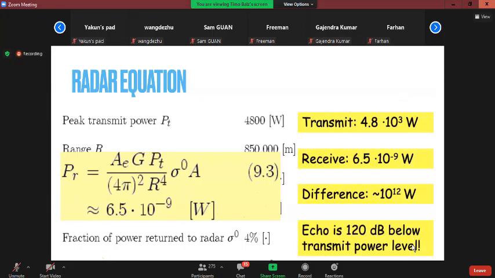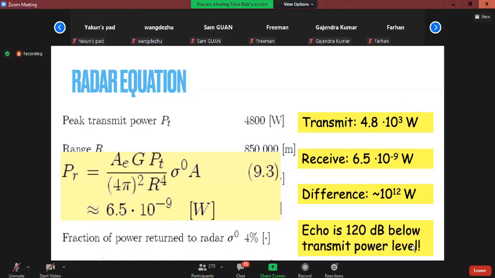We transmitted 4,800 watt and we receive 6.5 times 10 to the power of minus 9. So that's a huge difference. That's 100 dB difference between what we transmit and what we receive. So there's a huge difference in the power level. We transmit a lot of power, but we receive only very, very little of that power. But that is enough to make our image, right? Just the difference between transmission and reception power is very huge.